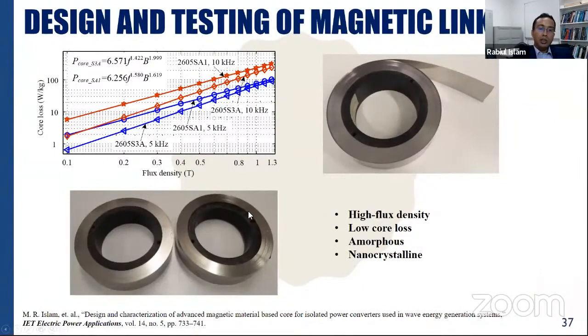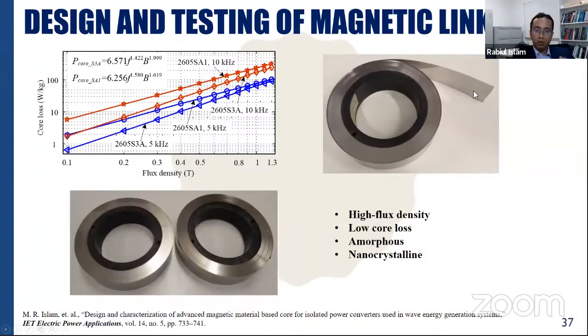On the other hand, developing the high frequency magnetic link is another very important component for this type of technology. The good thing is that some industries have already developed some excellent materials. Those materials have very high flux density and also very low power losses, core losses. Therefore, we can easily develop a very compact and highly efficient magnetic link with that type of special materials.